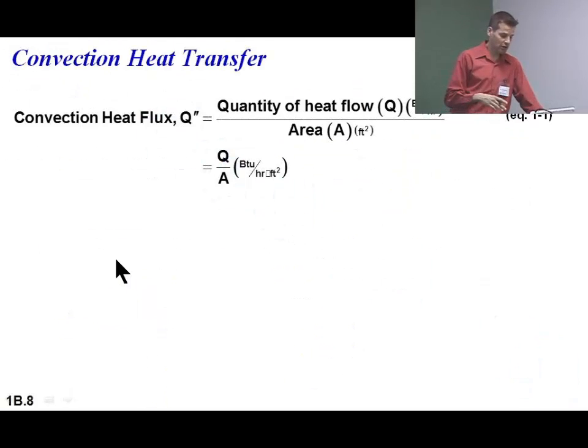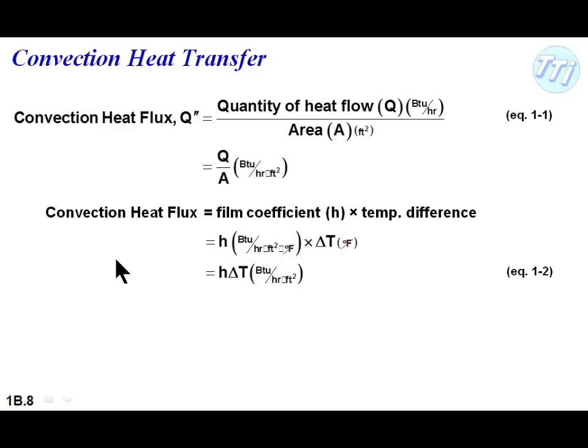So that was conduction. Here's the equation for convection heat transfer. Note we talk about convection heat transfer rate, which is Q. The units on Q can either be watts, which is a joule per second, or the English units are BTUs per hour.